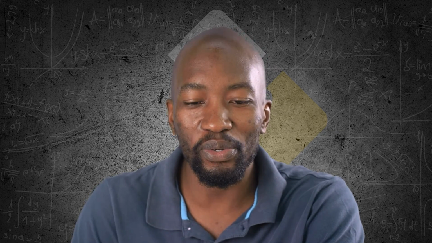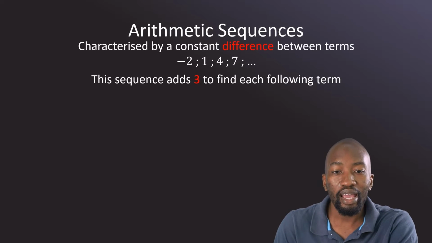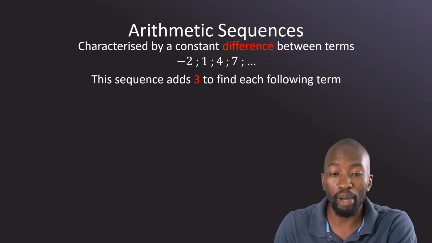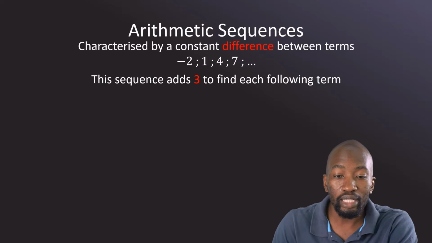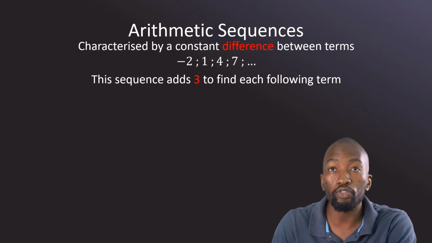Let's get right into it. So we're going to be starting with the arithmetic sequences. An arithmetic sequence is characterized by a constant difference between terms. So look at the sequence here, -2, 1, 4, and 7. As you can see, this sequence adds 3 to find each following term.